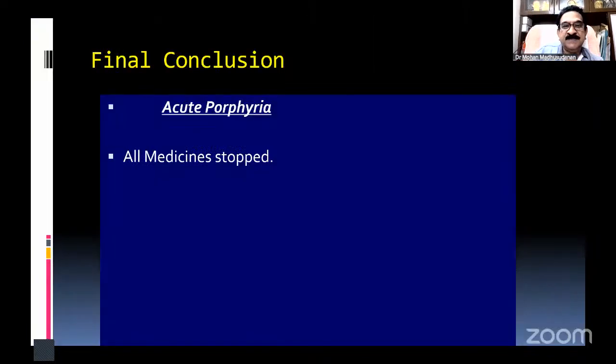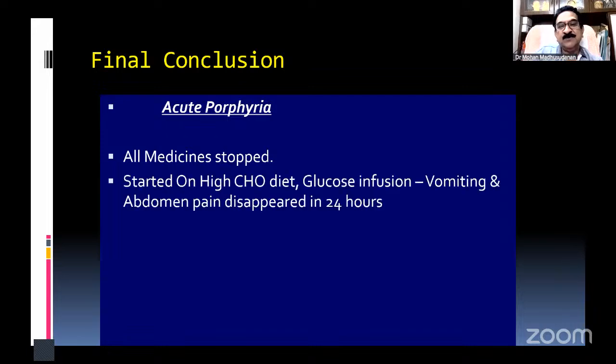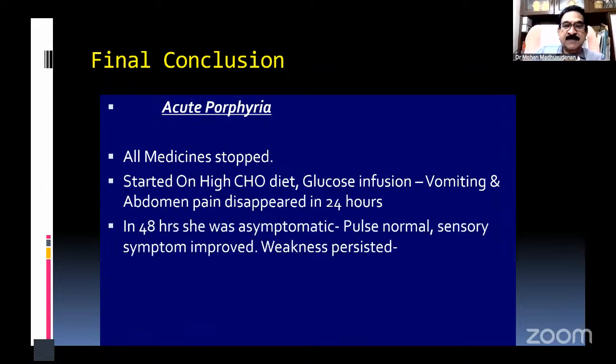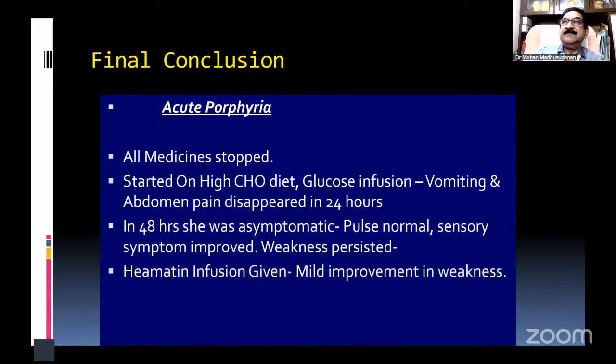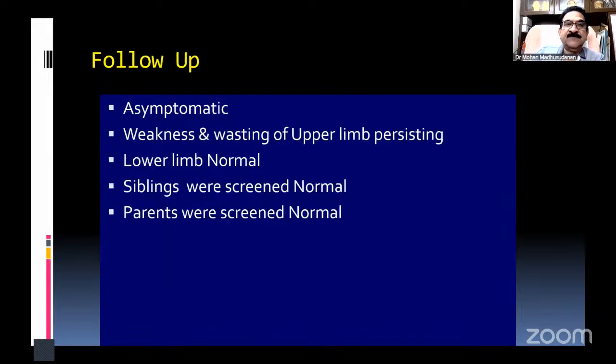So all medicines were stopped, and she was started on a high carbohydrate diet and glucose infusion, and the vomiting and abdominal pain disappeared within 24 hours. In 48 hours, she was asymptomatic, pulse normal, sensory symptoms improved. However, the weakness did not improve. Hemin infusion was given, and there was mild improvement in the weakness. On follow-up, she was asymptomatic, but weakness and wasting of the upper limb persisted. The lower limb became normal later. Siblings and parents were screened, and they were normal. So that's the story of the patient.